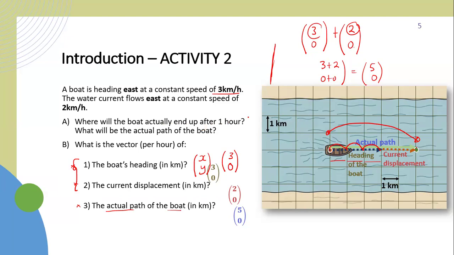For part A, when they ask where the boat will actually end up, you show this graphically on the diagram that they have given you. This is how you show it graphically on the diagram. And to show the actual path, this is the line you have, like the green line is the actual path. But don't forget to put the arrow. Hope that is okay.